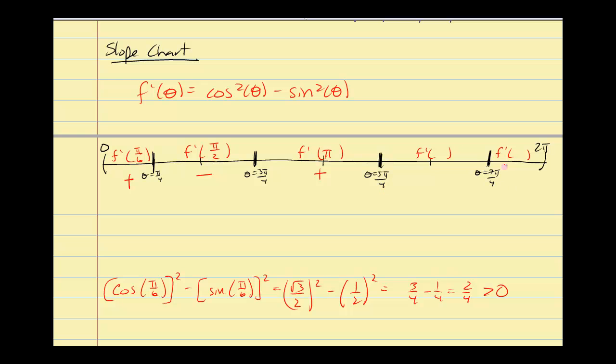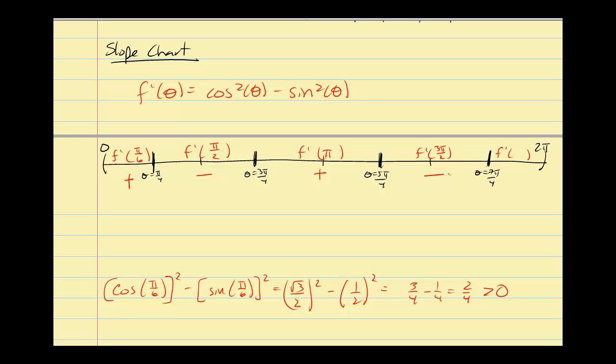Between 5 pi over 4 and 7 pi over 4, I think 3 pi over 2 would be an easy one to plug in. The cosine of 3 pi over 2 is 0. 0 squared is 0. The sine of 3 pi over 2 is negative 1. Negative 1 quantity squared is 1. 0 minus 1 is minus 1. And again, the only thing I care about here is that this is negative.